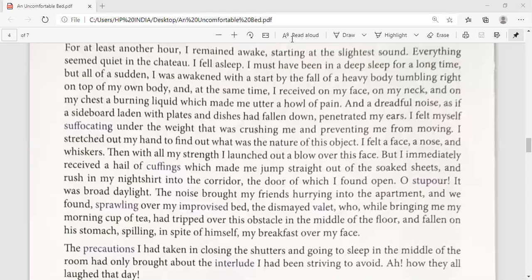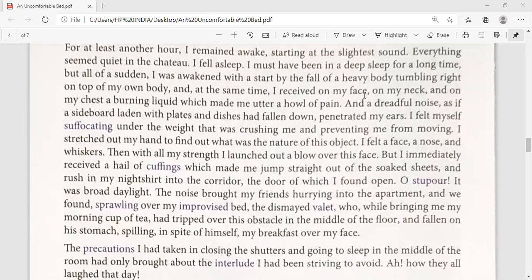"And at the same time, I received on my face, on my neck, and on my chest a burning liquid." So there was one burning liquid also, very hot liquid, that fell upon his neck, his chest, and his face, "which made me utter." Utter means to produce something from the mouth, when we speak or produce a sound. So he produced a howl of pain. Howl of pain means cry of pain. It was so hot, burning liquid that he cried a lot. The narrator started crying because it was so painful.